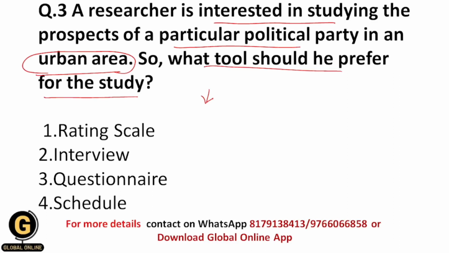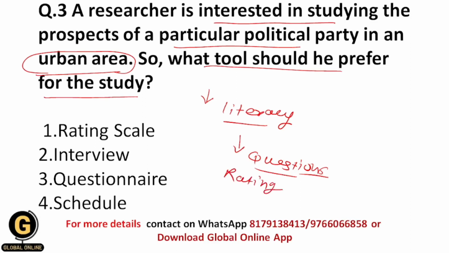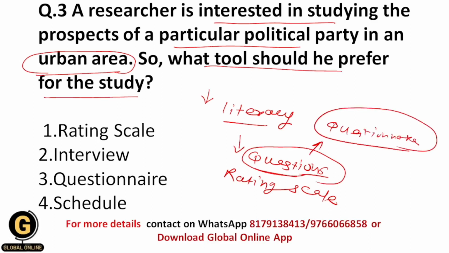As it is an urban area, it has literacy and also a greater amount of population as well. That's why there are many questions regarding the particular political party, and to tackle those questions it is not sufficient to use the rating scale. So we have to use the questionnaire for such purposes. The questionnaire is a sufficient tool, and based on that you can study the political party in an urban area.